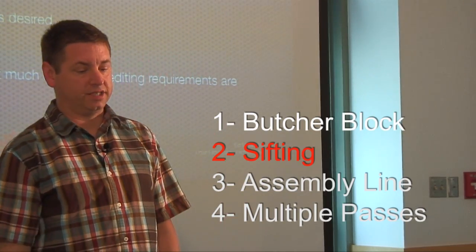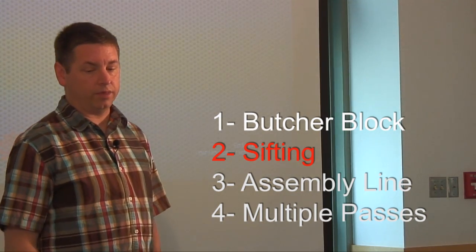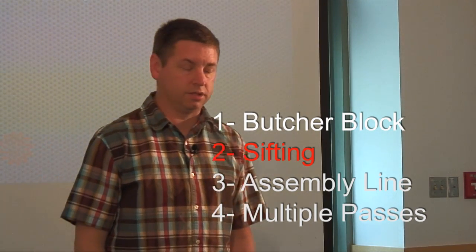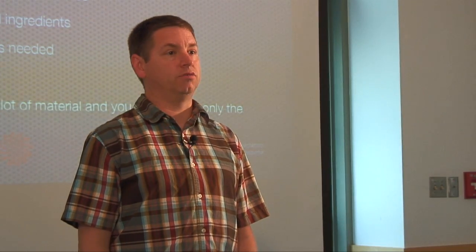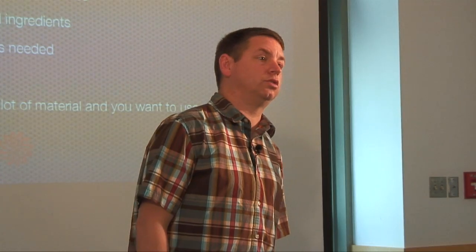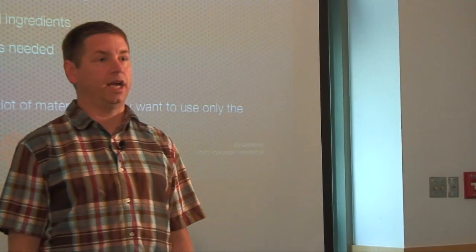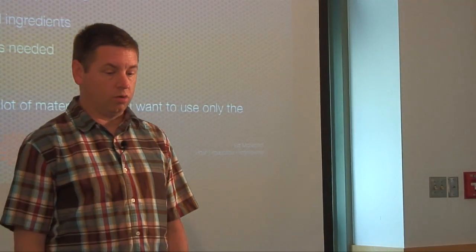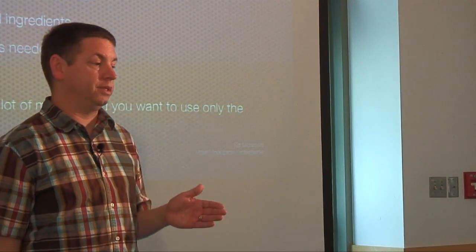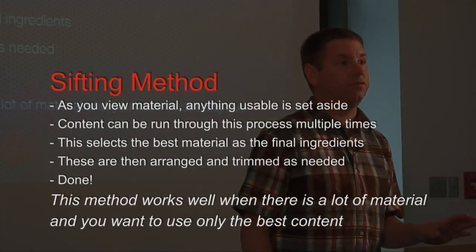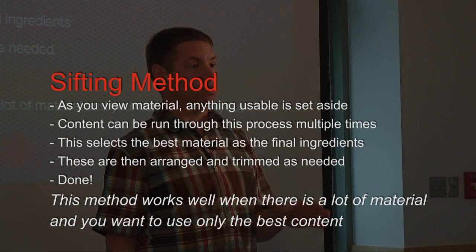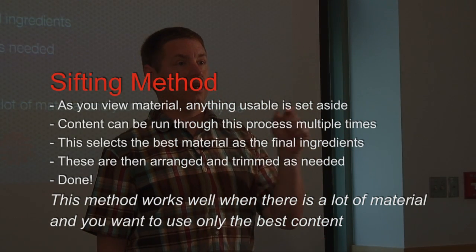Next method is called sifting. And what this really refers to is being able to cull through your material, find the best of the best, and that's your raw ingredients, and then you use those as your palette to create your video. So typically you would go through your material from the very first shot to the very last shot. As you find something that is good, you set it aside.